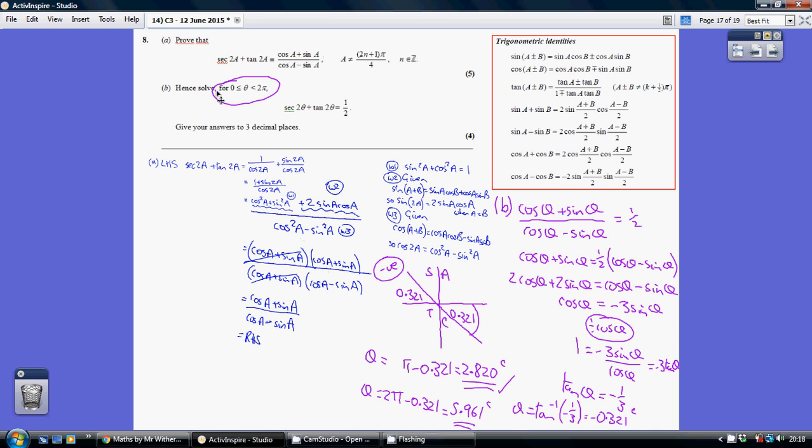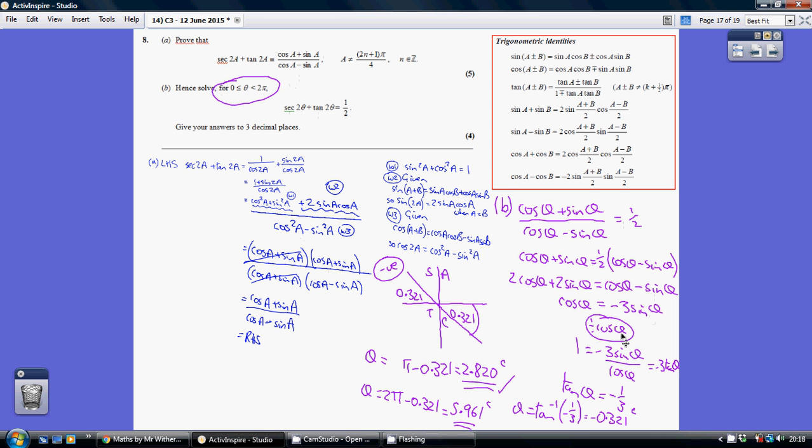Now for part B, we need to solve this within this range, so let's use its alternative format, its right hand side. So our right hand side equals a half. Multiplying through by the denominator we get this, and doubling both sides I get this. Taking all my cos terms to the left and my sin terms to the right, I'm left with this.